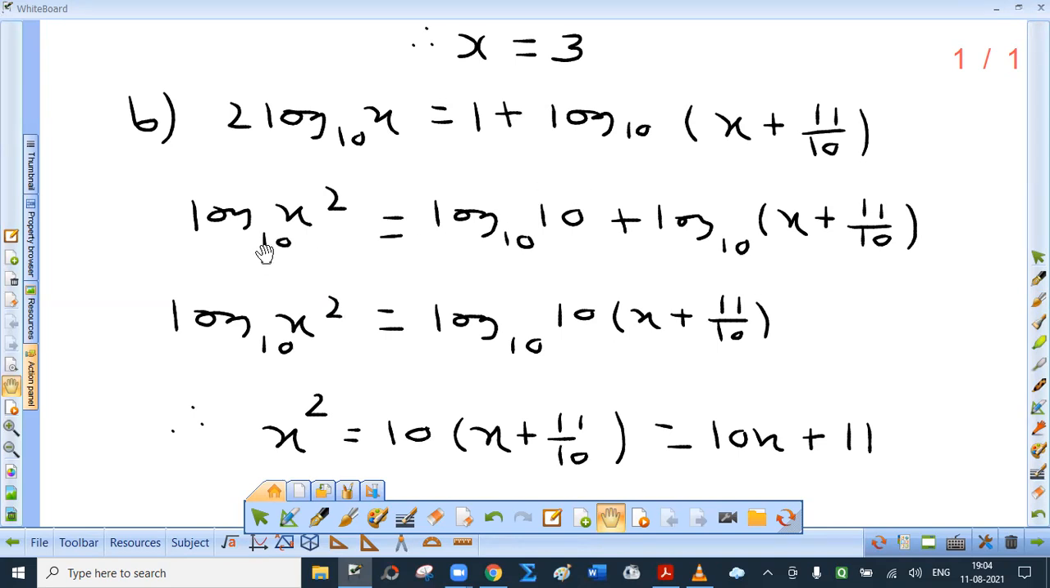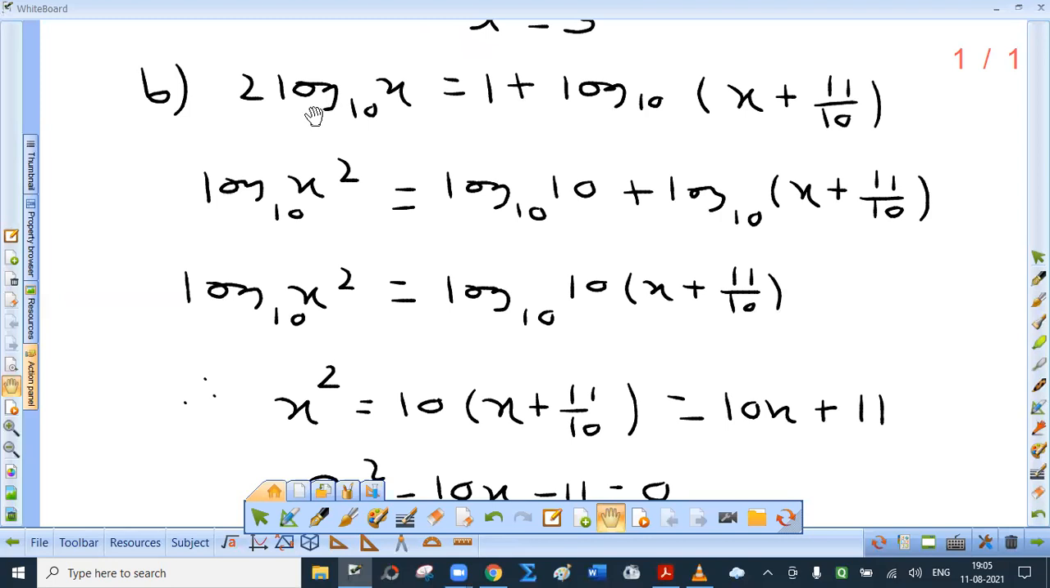Yes, I can. Here base is 10, here base is 10. So I replace this one by log 10 to the base 10. Log of any number to the same base is 1. Logarithm is the power to which base should be raised. 10 raised to 1 is 10. So 1. Now what is log m plus log n? Log mn. So log of 10 into this.